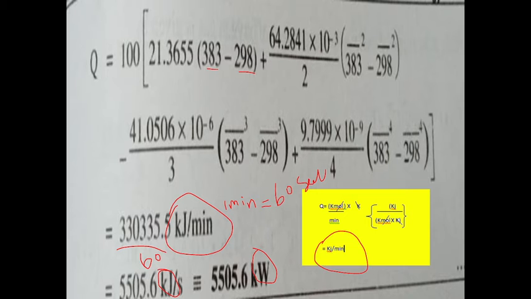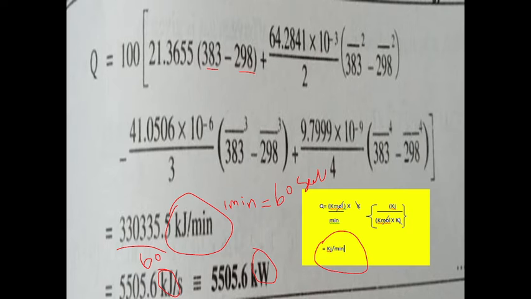How does it come as kilojoule per minute? Refer to the yellow color box. Here capital Q is equal to n, units are kilomole per minute, dT units are Kelvin, Cp naught units are kilojoule per kilomole Kelvin. Here kilomoles are cancelled, Kelvins are cancelled. Finally we get kilojoule per minute. Are you clear or not?